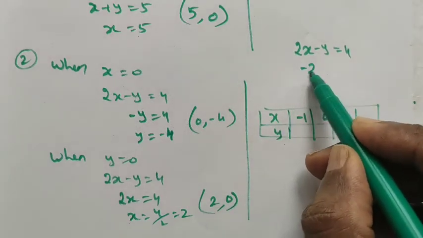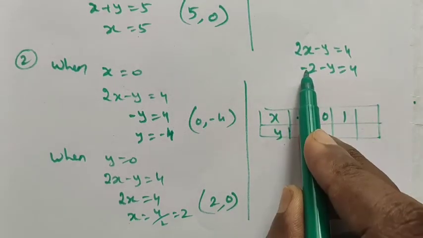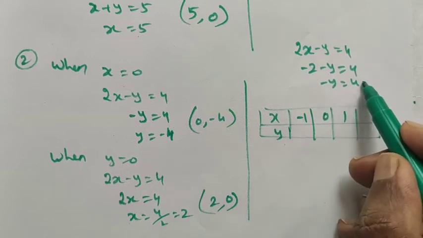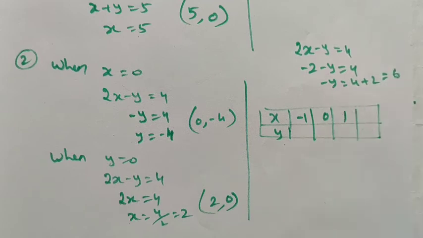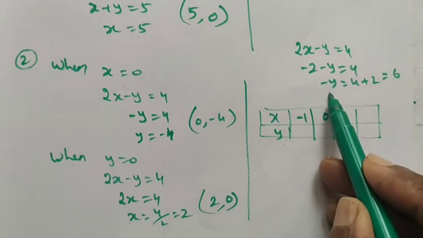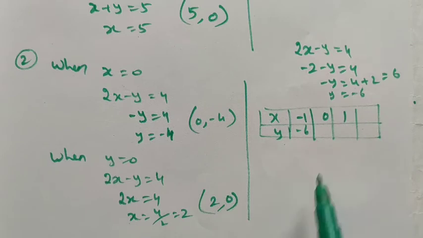Minus 1 into 2 is minus 2, minus y is equal to 4. I take this minus 2 to the other side: minus y is equal to 4 plus 2. So the sum of this number is equal to 6. If I take, y is equal to minus 6, right?